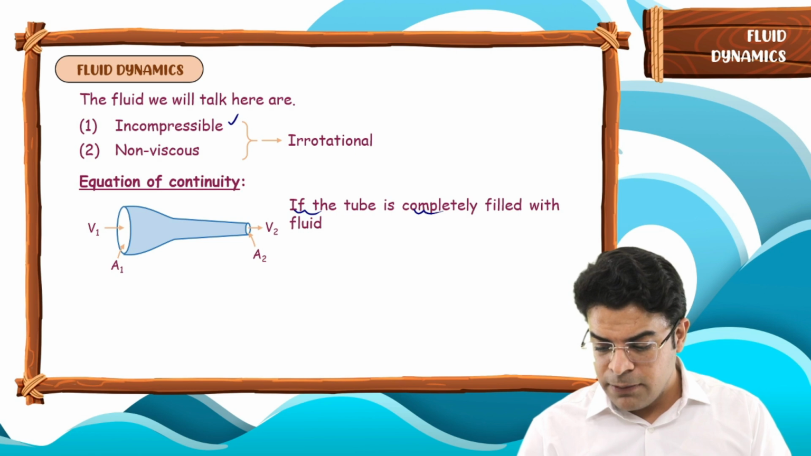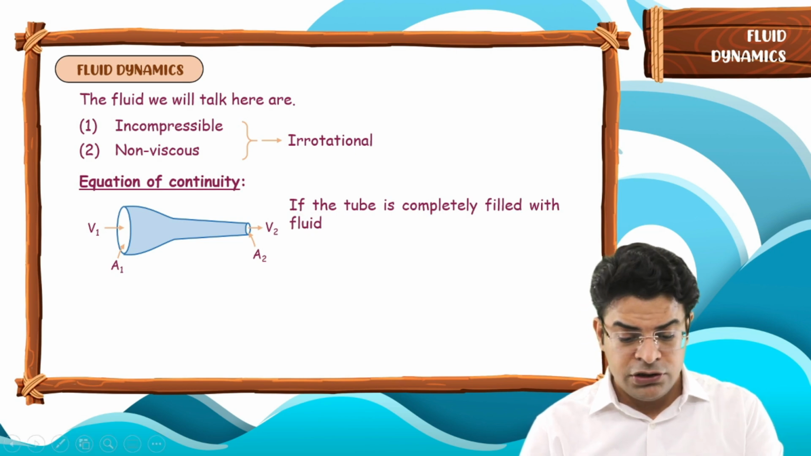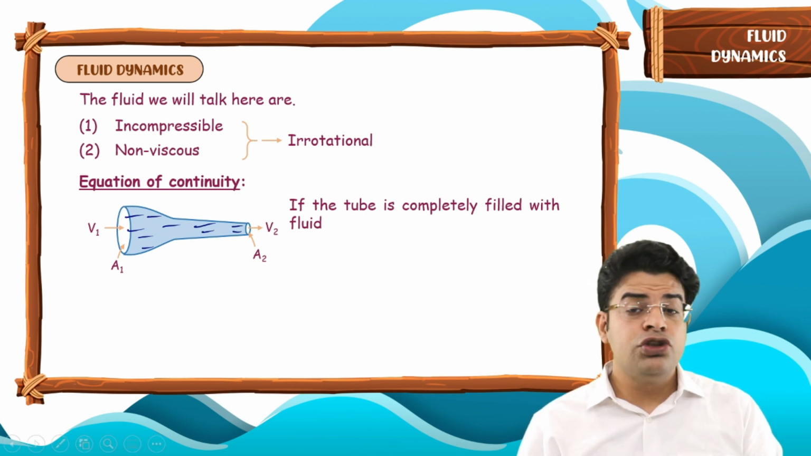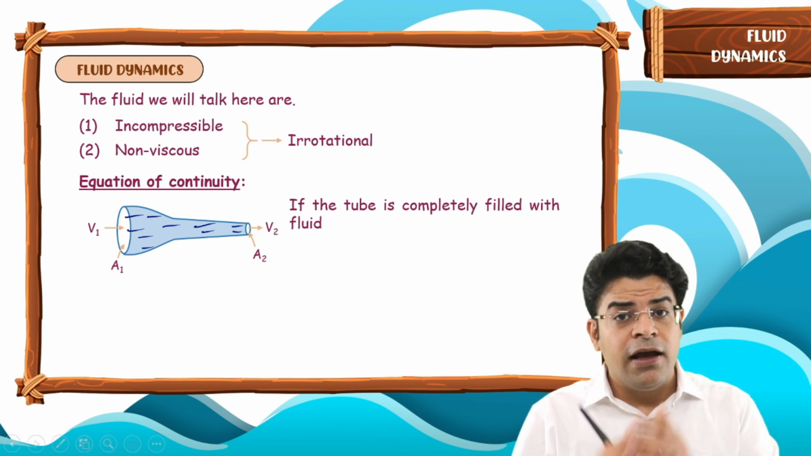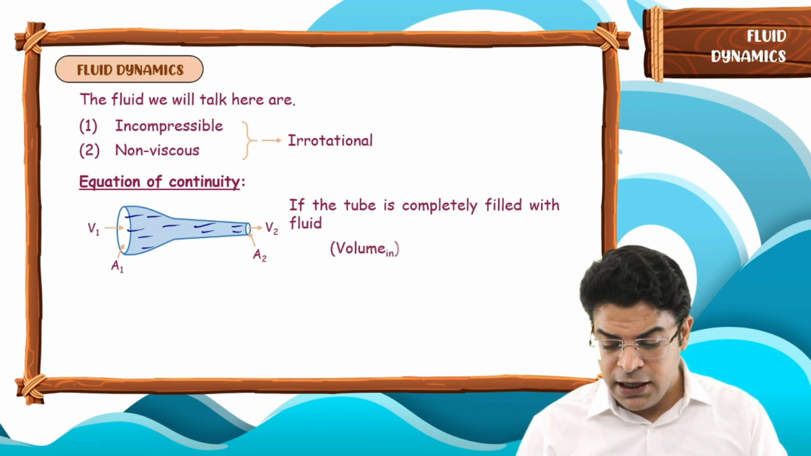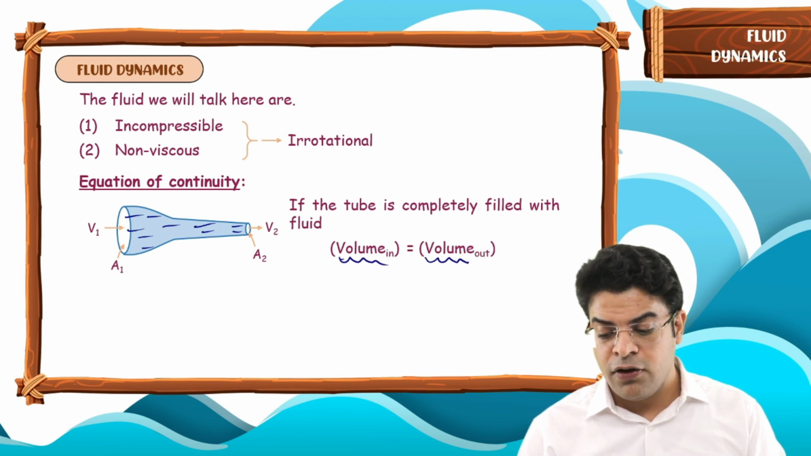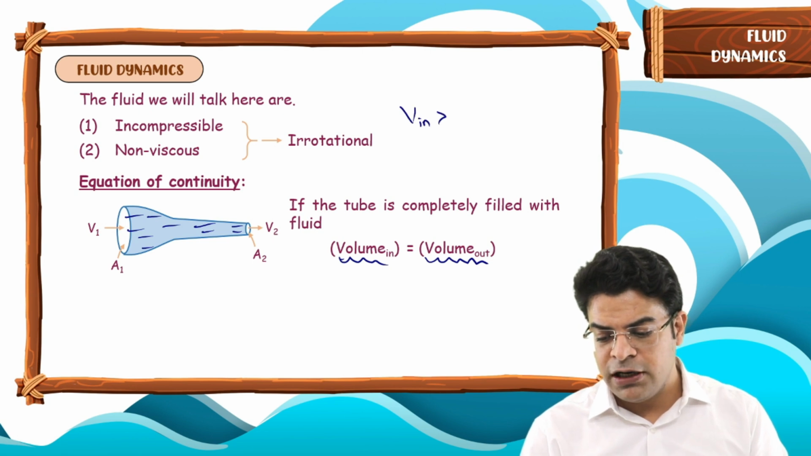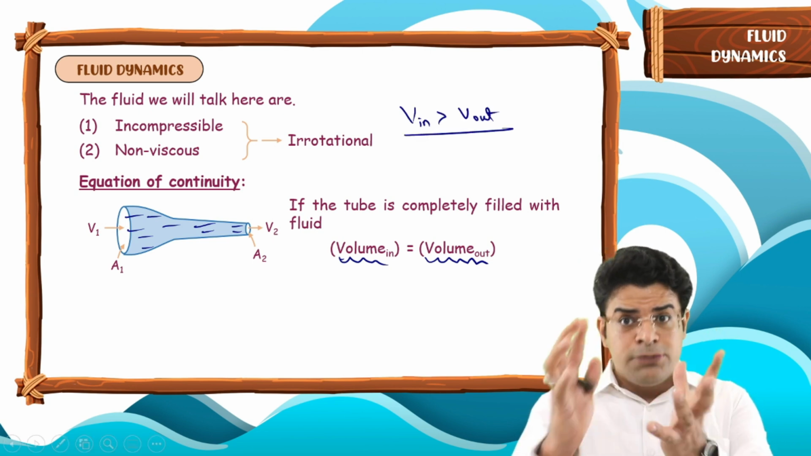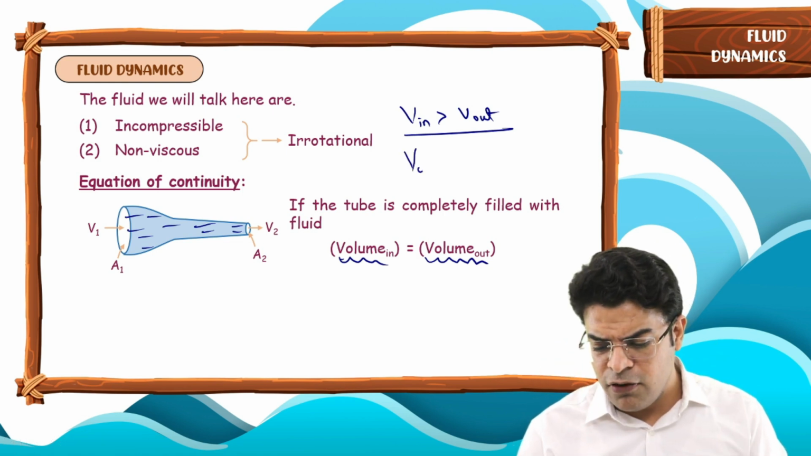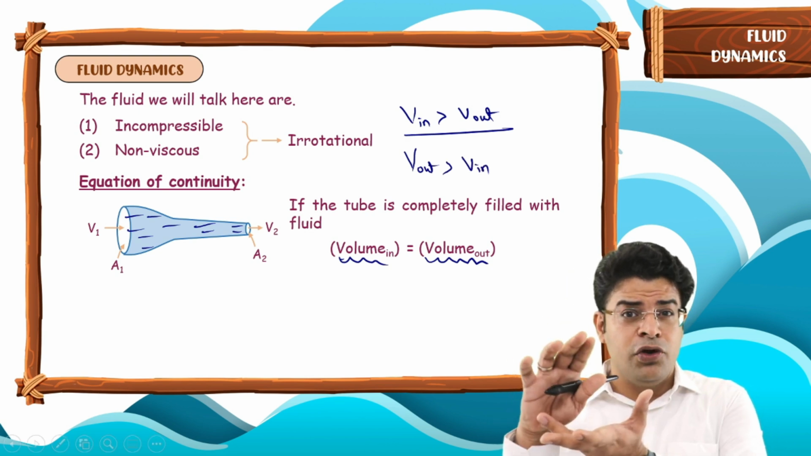If the tube is completely filled with fluid, then there is no more space to fill up fluid. And if the fluid flows through this particular part of a tube, then the rate of volume in should be equal to the rate of volume out. If somebody says, no sir, volume in should be greater than volume out, it means that this particular part of the tube is storing the fluid. If somebody says that the rate of volume out is more than the rate of volume in, it means that this particular part of the tube is creating fluid.